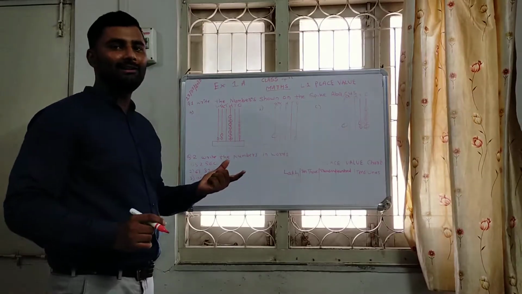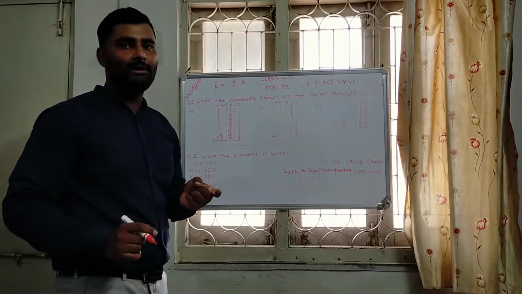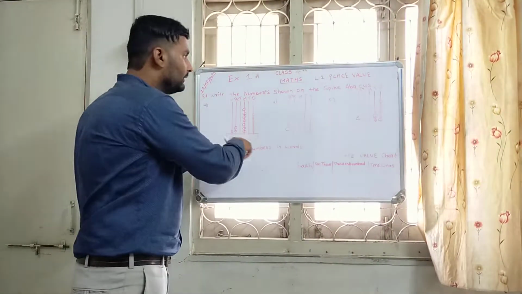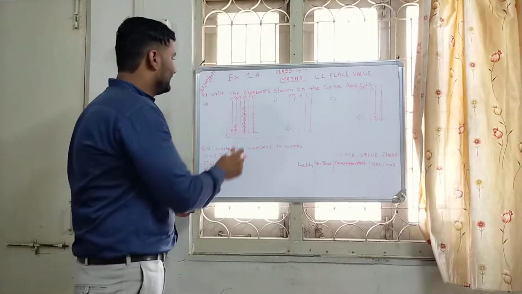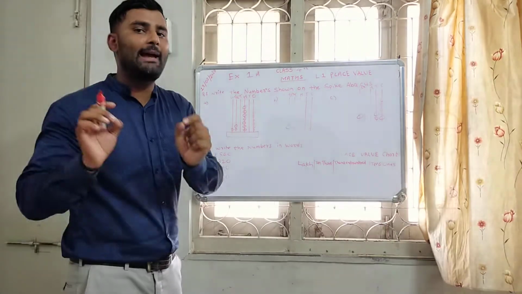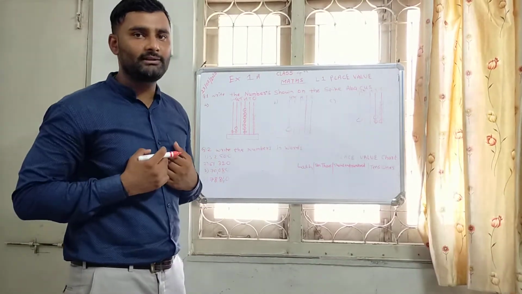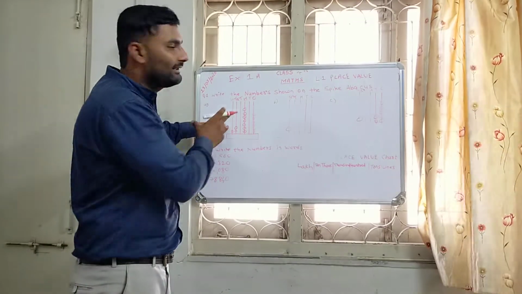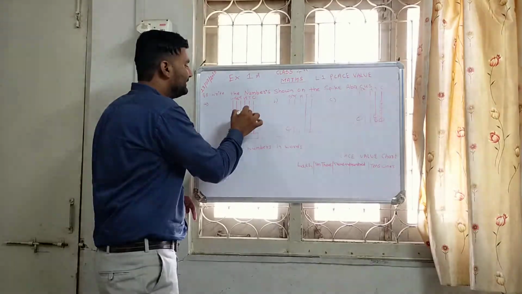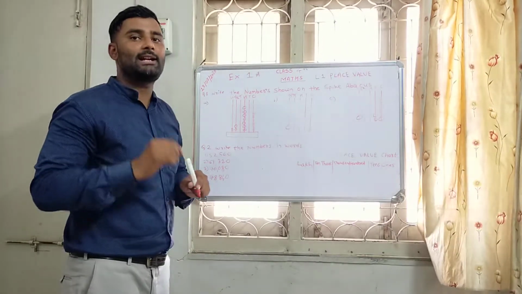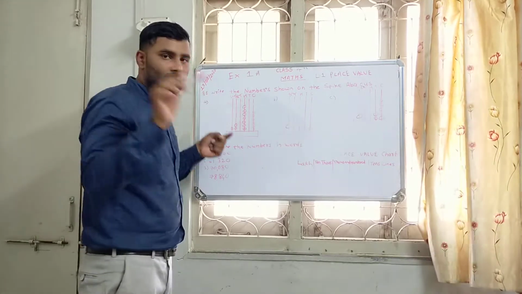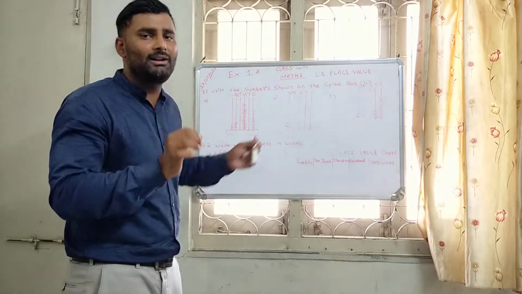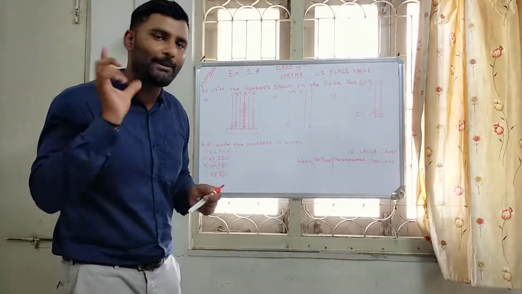So now here is question number 1. Write the numbers shown on the spike abacus. This is nothing but the spike abacus. The question is asking us to solve this spike abacus. There are some spikes, and in the spikes there are some circular beads. We have to just write the numbers of those beads which are present in the spikes.